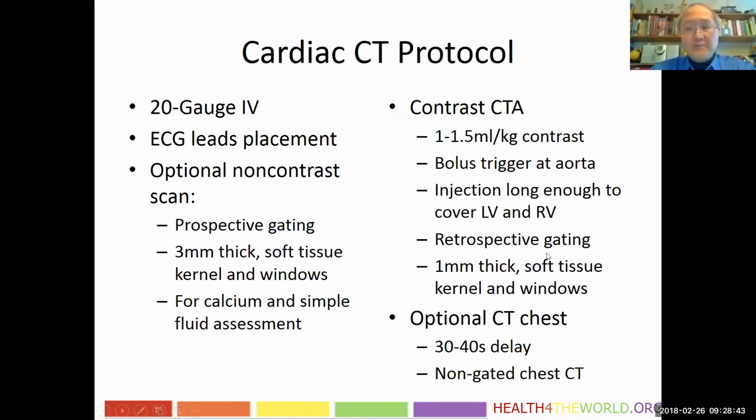We perform a retrospective gating mode scan, just like we just discussed. Then we reconstruct the images at 1 mm thickness, using a soft tissue kernel, and again display in soft tissue windows. Now, optionally, we might perform a post-contrast CT of the chest, and here we'll scan the whole chest, not just the heart, at about a 30 or 40-second delay after the end of the CT angiogram. The reason is that sometimes we would like to survey for any other locations of tumor that had metastasized out from the heart, or a tumor that originated from outside and had metastasized inside the heart. So this is a way to look at the entire chest in total.